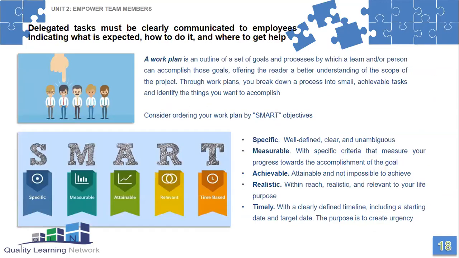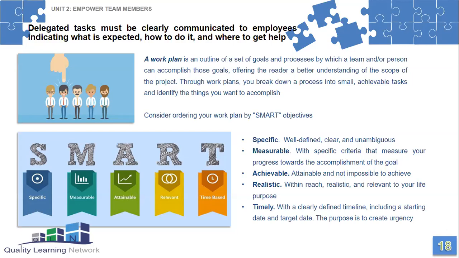and support systems. So a work plan is an outline of a set of goals and processes by which a team and or person can accomplish those goals, offering the reader a better understanding of the scope of the project. Through work plans, you break down a process into small, achievable tasks and identify the things that you want to accomplish. So let's look at what SMART means here.